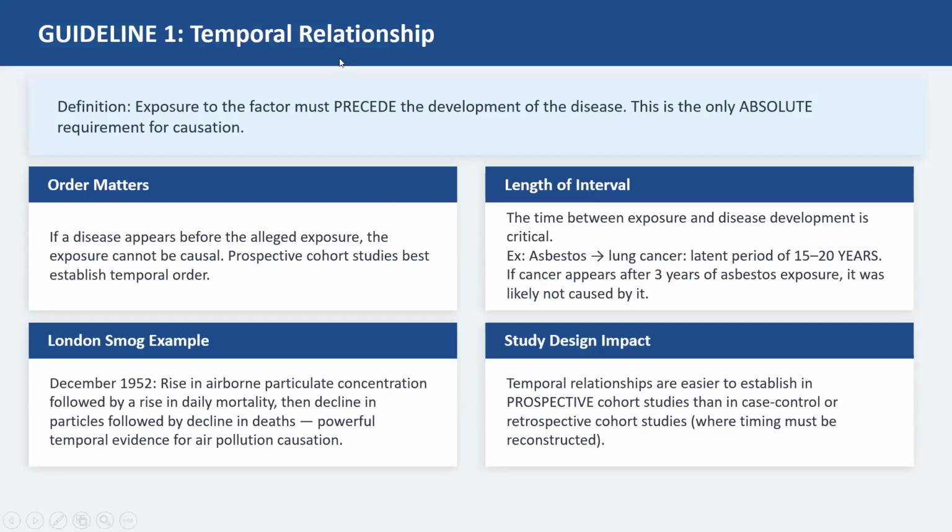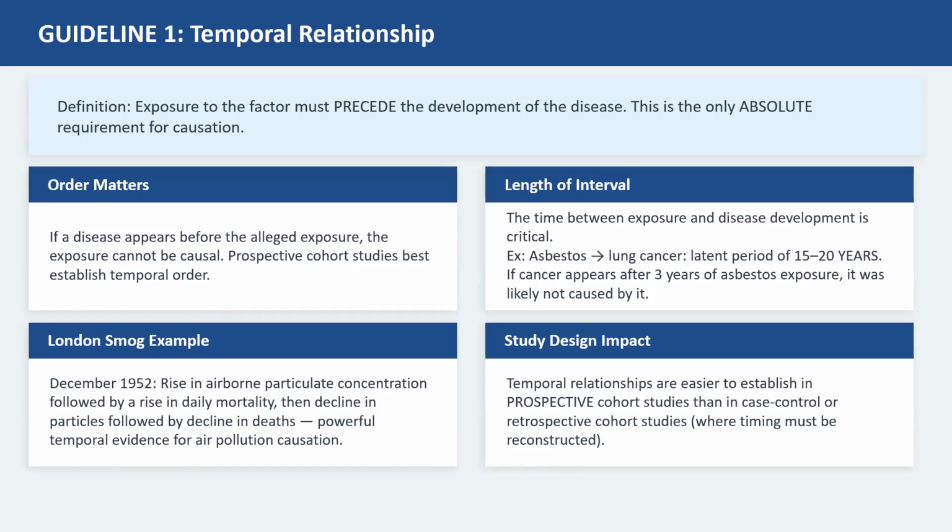The first one is temporal relationship, which is defined as exposure to the factor must precede the development of the disease. This is the only absolute requirement for causation. Order matters. If the disease appeared before the alleged exposure, the exposure cannot be causal. A prospective cohort study best establishes temporal order. The length of the time interval between the exposure and the development of disease is critical. For example, asbestos results in lung cancer after a period of 15 to 20 years. If cancer appeared after 3 years of asbestos exposure, it was likely not caused by it.